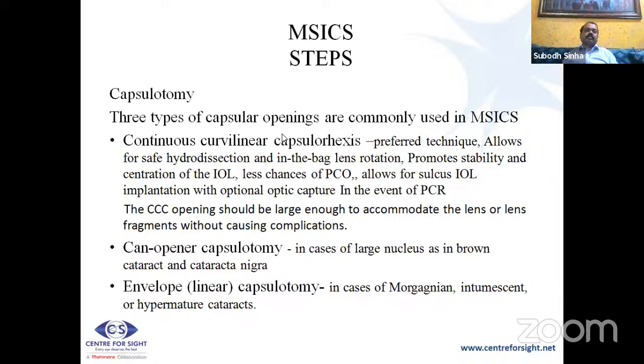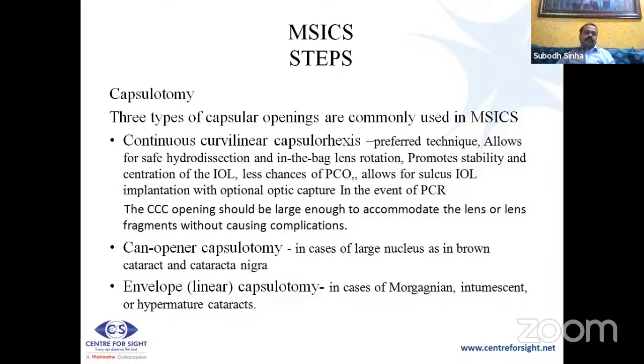So the next step is the capsulotomy. You can do manual small incision cataract surgery with any type of capsular opening. That is the biggest advantage of manual small incision cataract surgery over phaco, that even if you are not able to make a CCC, you can still go ahead with either can opener or linear capsulotomy. CCC, although it's a good technique because it makes hydrodissection and in-bag rotation safer, and the centration of the IOL post-operatively is better. There are fewer chances of PCO.